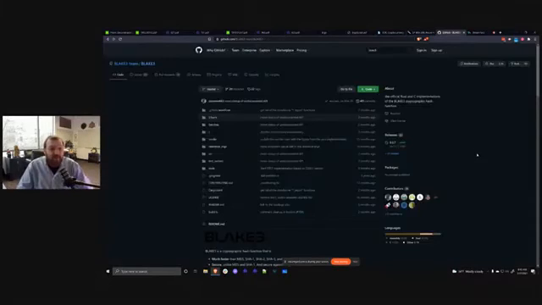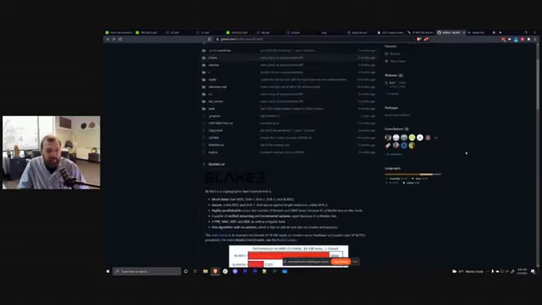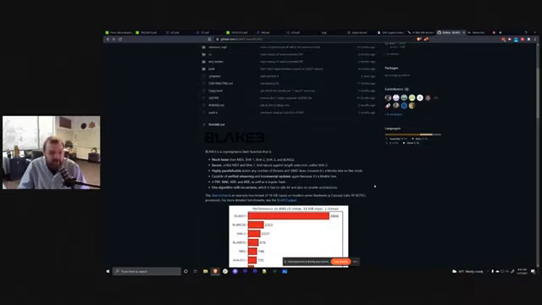And then you have BLAKE3, because why be with an old shitty hash algorithm? This is the age of Doge. So let's go ahead and put a better hash algorithm in. And the best guy around for hash algorithms is Zooko, and he created BLAKE3. It makes MD5 and SHA-2 and SHA-3 look like a sack of shit. So highly recommend this. So there you go.